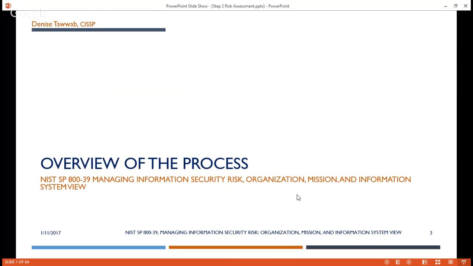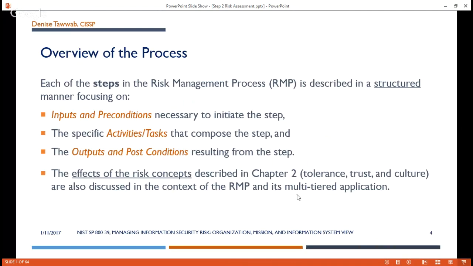So the overview of the process. Each of the steps in the risk management process is described in a structured manner, focusing on inputs and preconditions necessary to initiate the step, the specific activities or tasks that compose the step, and finally, the outputs that result from the step. The effects of the risk concepts described in Chapter 2, Tolerance, Trust, and Culture, are also discussed in the context of the risk management process and its multi-tiered approach.